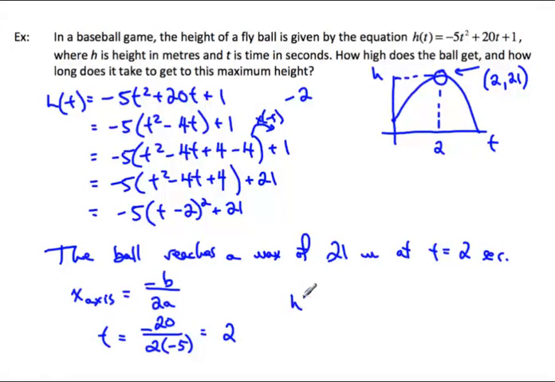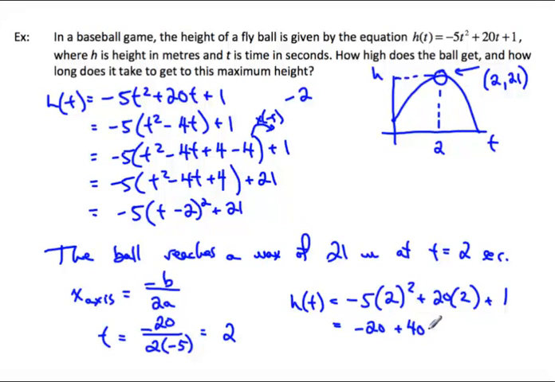To find the height, h(2) is equal to -5 times 2 squared plus 20 times 2 plus 1. We plug the 2 back in. That's going to be equal to -5 times 4 is -20, plus 40, plus 1, and again we get 21. So that is the y value of our vertex. So this is another way of doing the same problem.